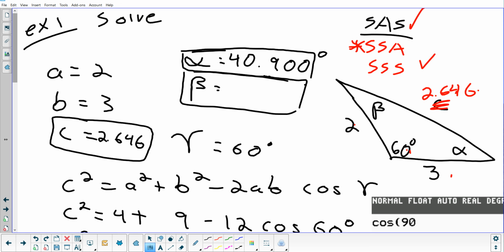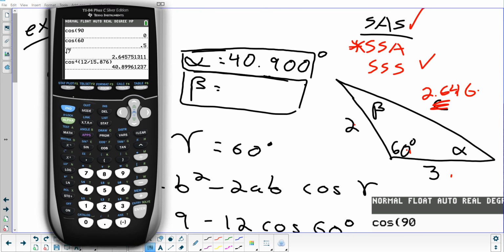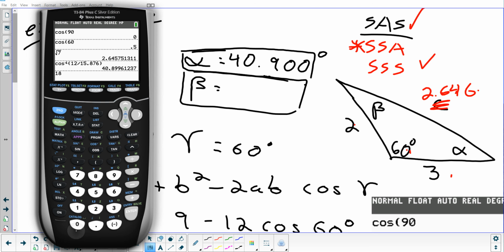All right. So at this point, we're done with law of cosines. Because what can I do now to get the third angle? Yep. Subtract the 40 and the 60 degrees from 90. Yeah, so subtract the 2 angles that you have, and that will give you the third one, 79.1.